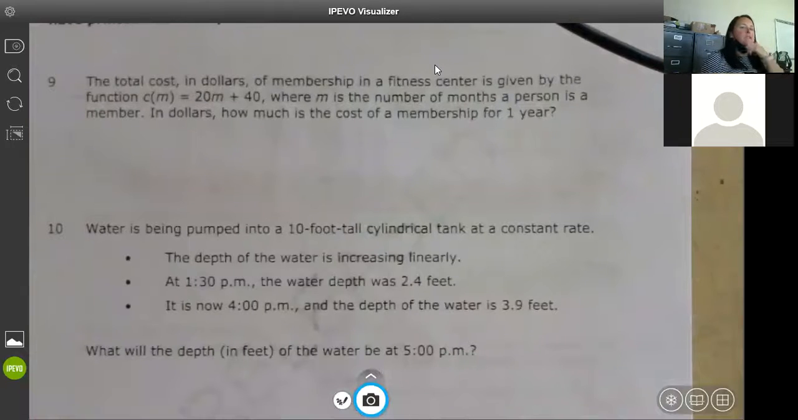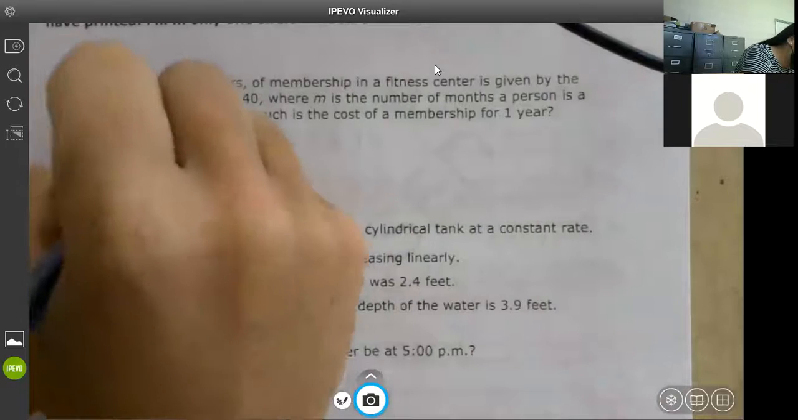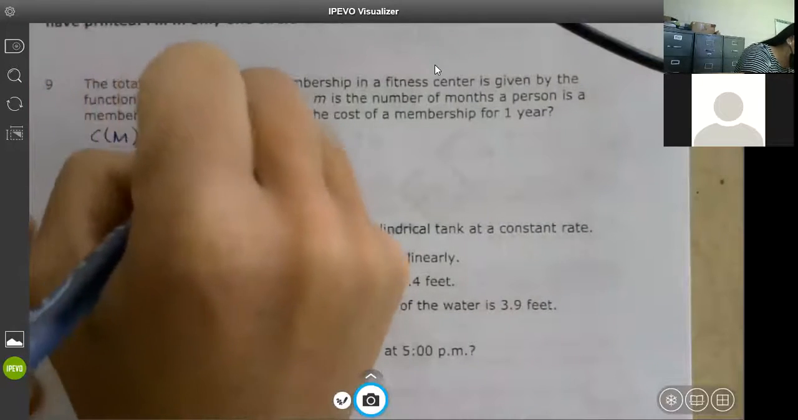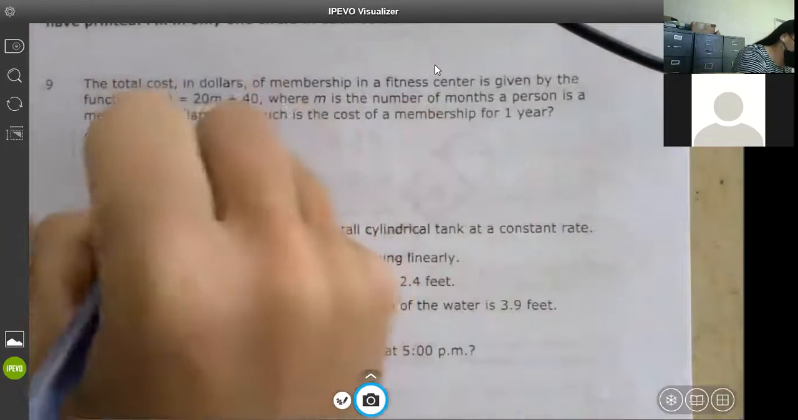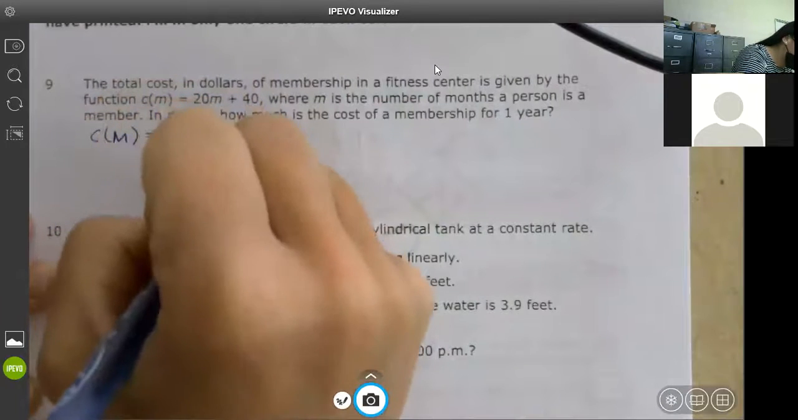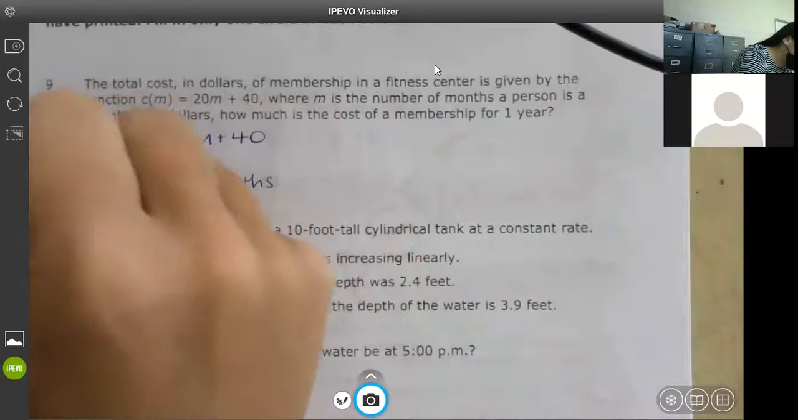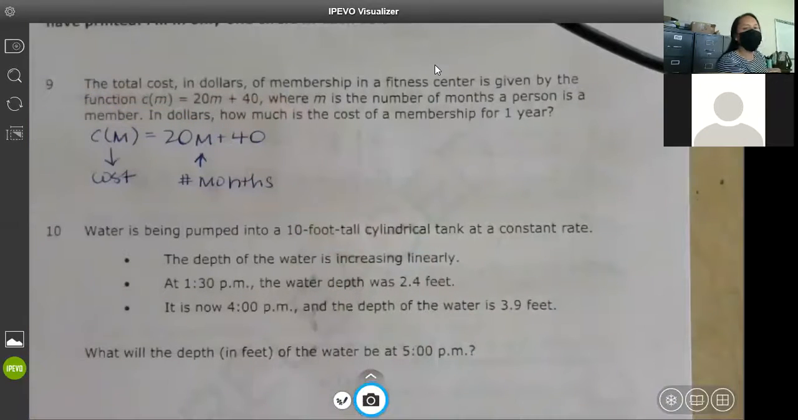All right. The total cost in dollars of membership in a fitness center is given by the function C of M equals 20M plus 40. Here's what I do. I just write down the equation. They say M is the number of months. This is the cost. In dollars, how much is the cost of a membership for 1 year?